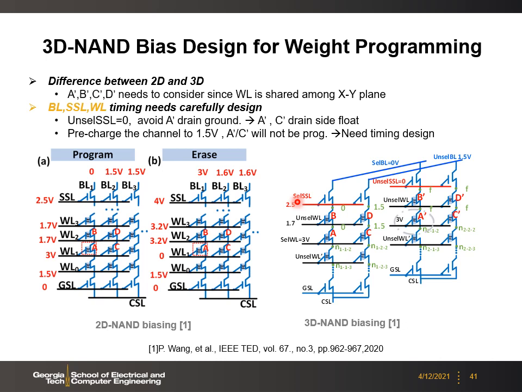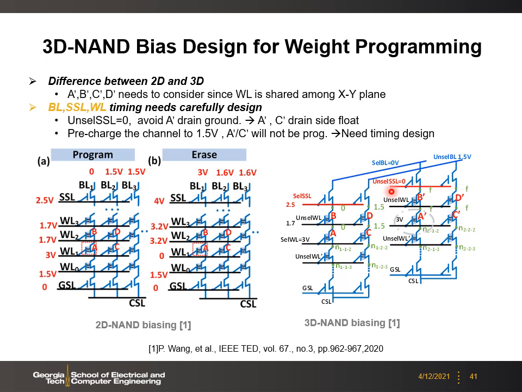The 3D design has one unique feature, that is, we have multiple of those vertical slices in the 3D NAND architecture, and the word line is shared in the horizontal plane. Therefore, we have to differentiate the different strings from the different vertical slices. Therefore, the timing here needs to be carefully designed, because we only want to enable cell A in this case.